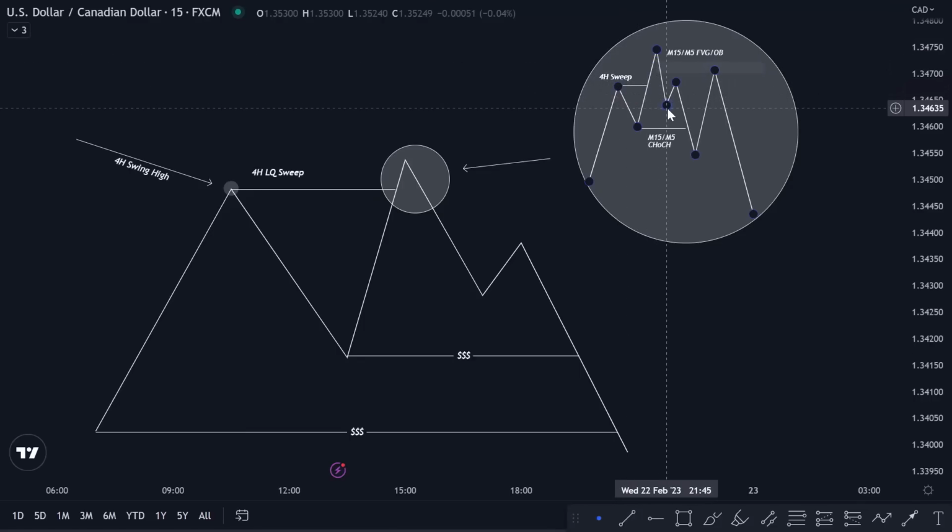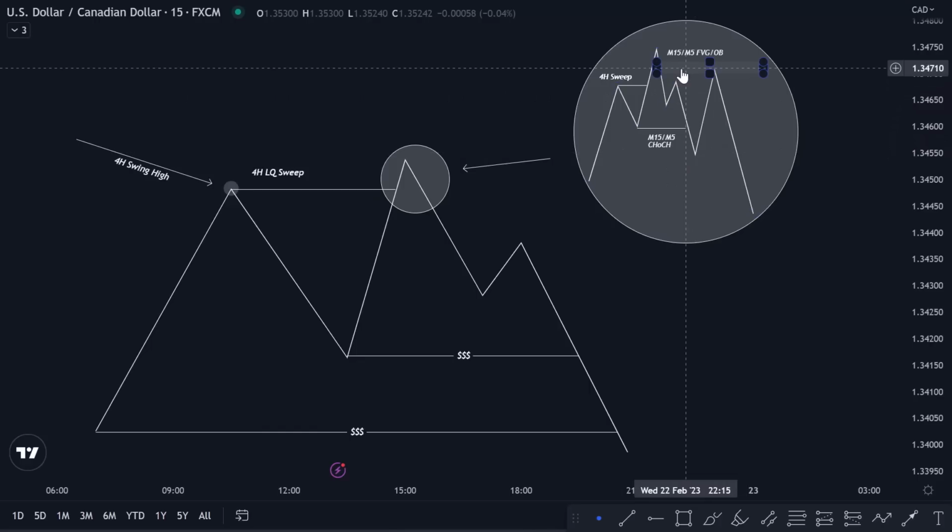Price goes down. Where's the last low before this sweep? Is this one? This 15 minutes change of character. This is the last low before the liquidity sweep. Price goes down. We wait for a change of character. If you don't know those terms, you need to watch the other videos. That's going to teach you what change of character is. Basically, we need to wait for a change of character, which happens right here.